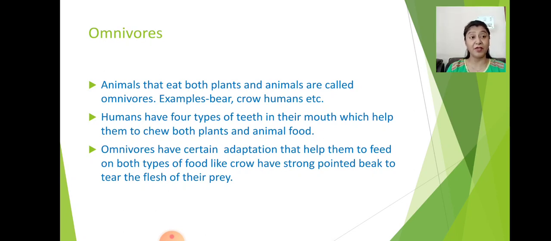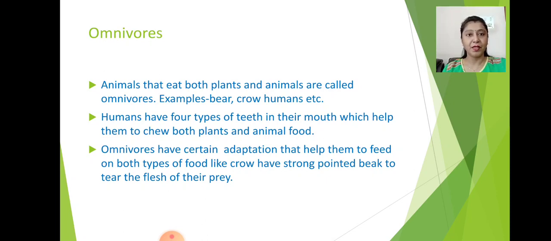Second point here I have written is all the omnivores have some special adaptations. They have some special features by which they can eat both kinds of food and they can digest both kinds of food also. Like crows have a strong pointed beak by which they can tear the flesh of their prey, and the same crow can eat chapati also. You might have seen, if we give chapati, it can eat that also.